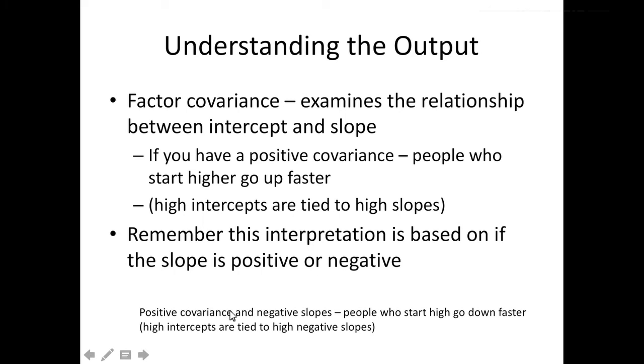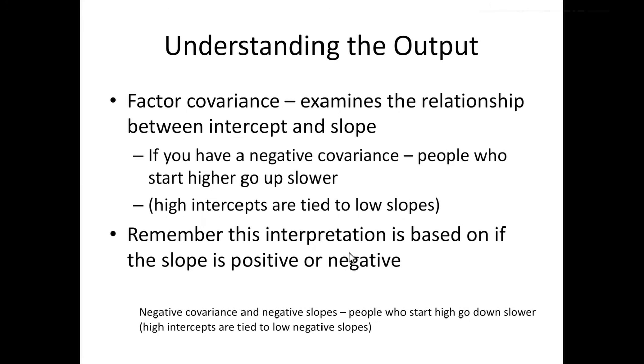Positive covariance and a negative slope, I wrote this down here, is people who start high go down faster. So it's still a high intercept tied to a high slope, it's just that slope is negative. So if I start high, I am decreasing faster than if I start low, we're decreasing slower. Okay? So high intercepts are tied to steeper slopes is probably the better way to think about it.